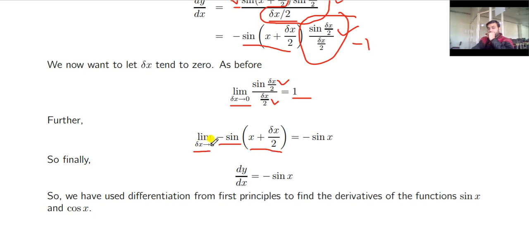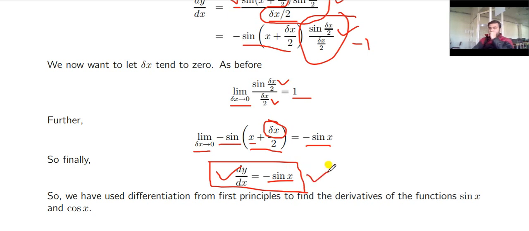So when limit del x tends to 0, it means this del x is 0. So 0 upon 2 is 0. So what is remaining? Minus sine and this x only. So this becomes minus sine x. So your dy by dx will be minus sine x. So we know the differentiation of cos x will be minus sine x. So that formula comes from this first principle of differentiation.